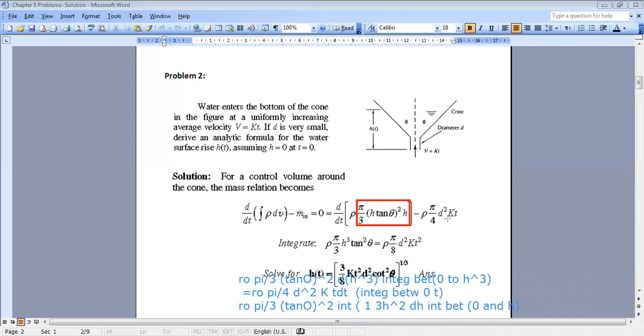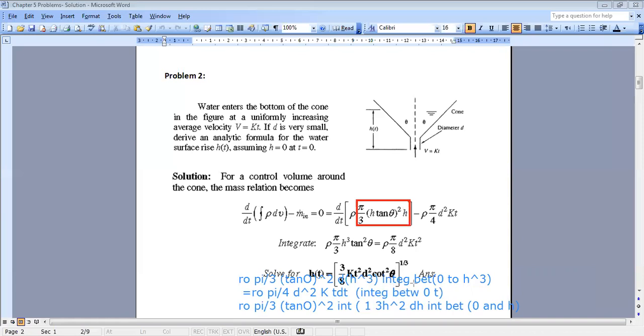Now when you reach this expression, you have a function with two variables h and t, so you do separation of variables. Once you do separation of variables, for your first term you have rho pi over 3 tangent square. You should integrate 3h squared dh, or you should integrate dh cube. It's the same result whatever you do.